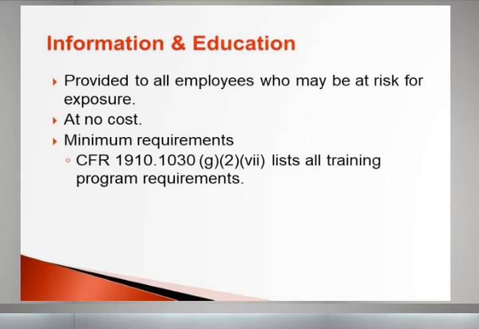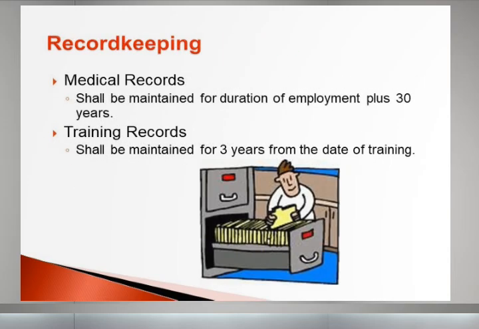Information and education need to be provided to all employees who may be at risk. It shouldn't cost them a thing. And we need to talk about the minimal requirements and list all the training program requirements. You can find that in the Code of Federal Regulations, or CFR, 1910.1030, paragraph (g)(2)(vii). It lists all the training program requirements. If you want to go look that up, that's where you would find that.